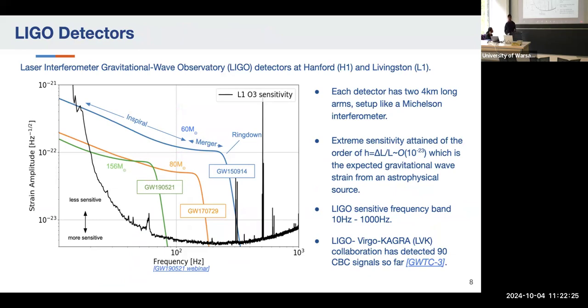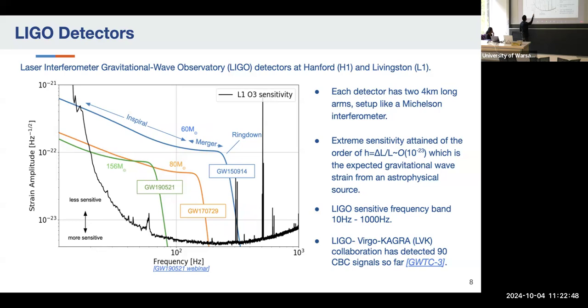And they have a 4-kilometer long arm length that allows us to attain a sensitivity of 10 to the minus 23. In this plot, we show the sensitivity for the Livingston detector in the O3 run, or the third observing run. And we show examples of gravitational waves that we have detected in the Fourier domain.